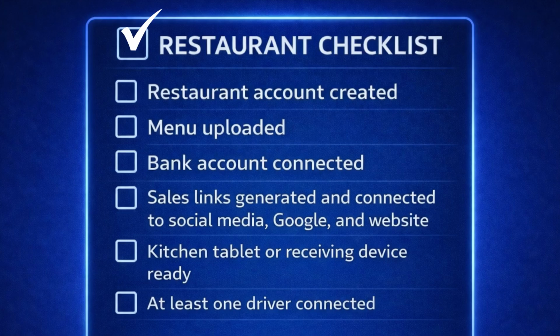The items you need to complete are: restaurant account created, menu uploaded with correct pricing and preferably updated photos, bank account connected to receive online payments, sales links generated and connected to your social media, Google profile, and website, a tablet or iPad in the kitchen or wherever you will receive orders, and at least one delivery driver connected.